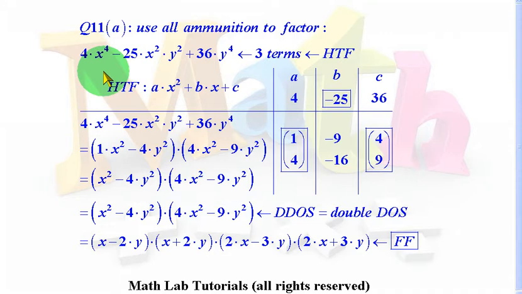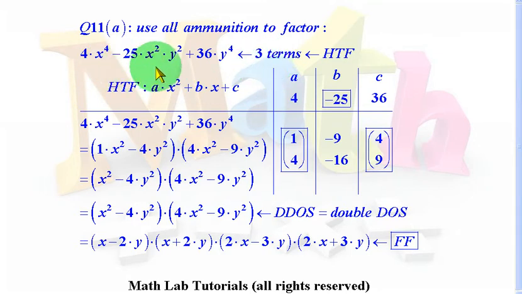Question 11a says, use all your ammunition to factor. Everything you've learned thus far about factoring, we have to apply it in order to factor the following problem. We have a 4x to the power of 4 minus 25x squared y squared plus 36y to the power of 4. We identified three terms.